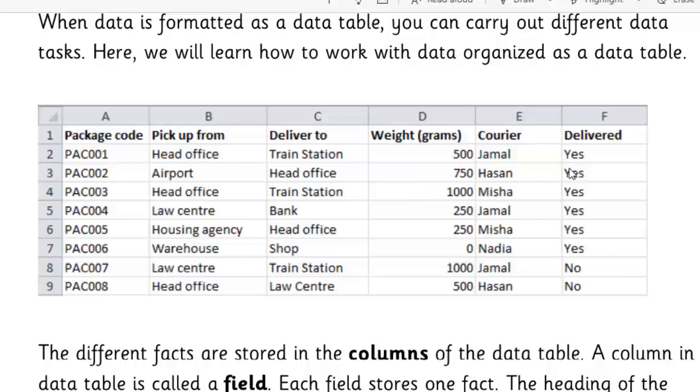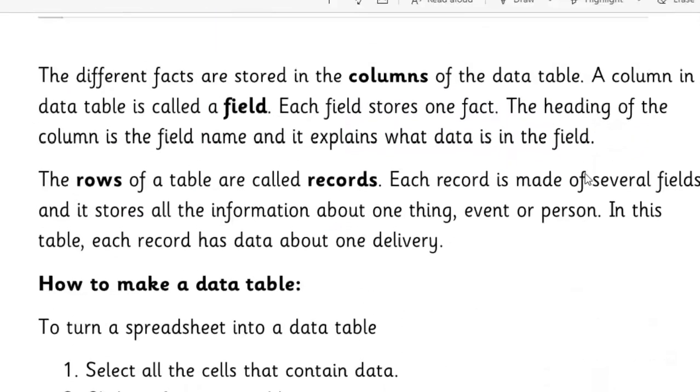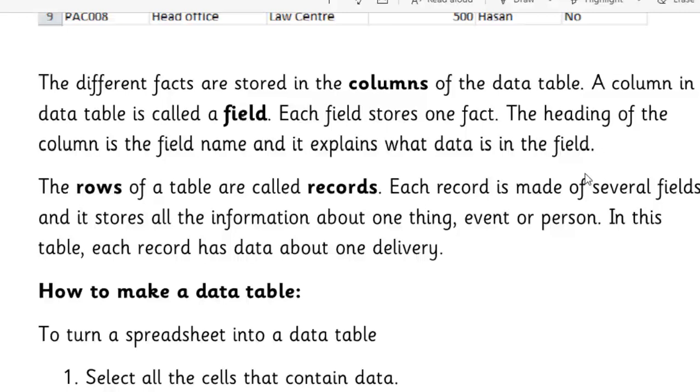But when you look at the entire row, this package number or code is 002, and it's going to be picked up from the airport, and it's going to be delivered to the head office, and the weight of that package is 750 grams, and the name of the employee who's going to handle the whole pickup and delivery is Hassan, and yes, it is delivered. So you get whole information about one delivery. That's why we call it a record. So the row in the table is called a record, right?